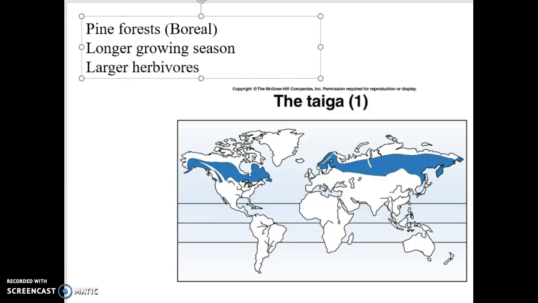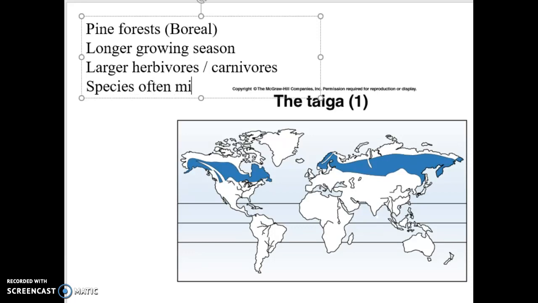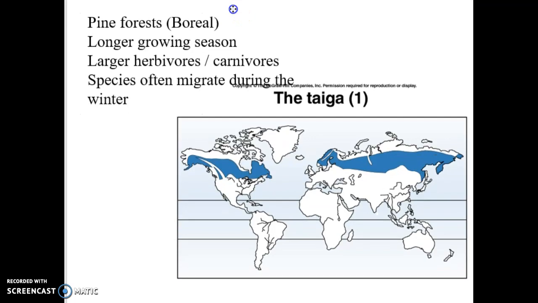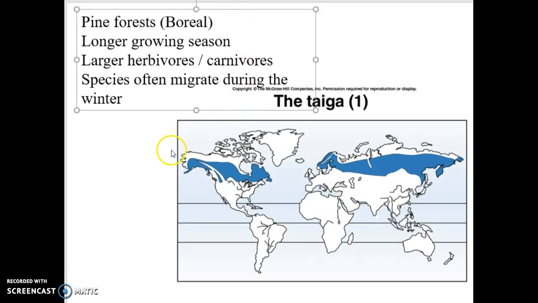With a longer growing season, your producer base is bigger, which allows more food. And now you can have larger herbivores. And with larger herbivores, this is going to attract carnivores and a bigger diversity of life. They do still have a winter. When winter hits, species often migrate. They're going to migrate during the winter. They're going to get out of the taiga. It's cold. There's not as much food available. A lot of species migrate during that winter, and they move south.